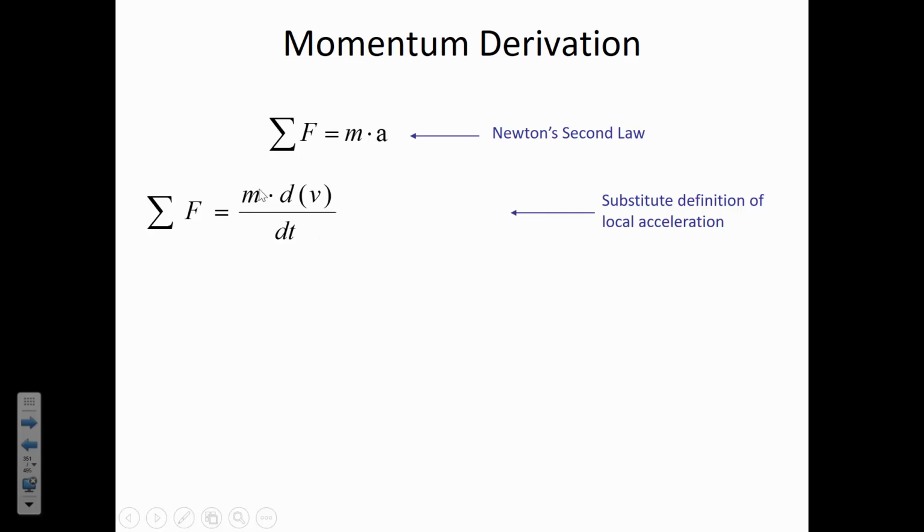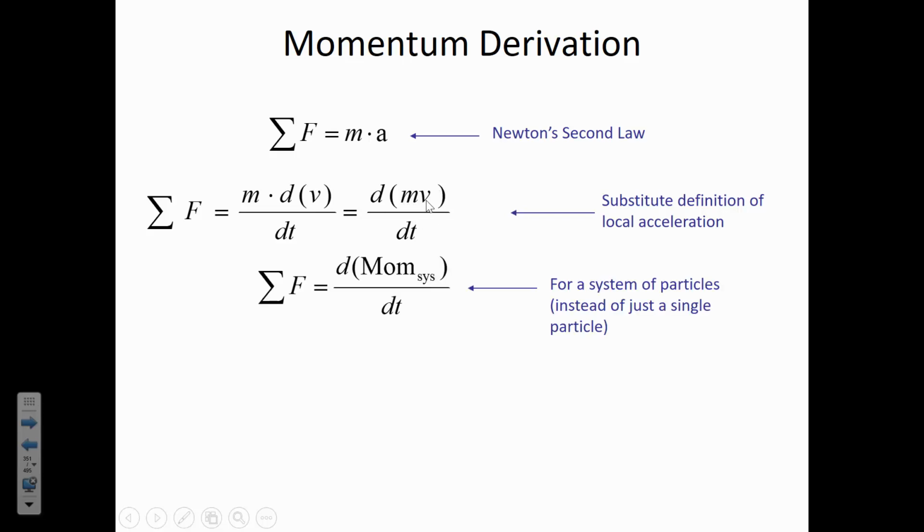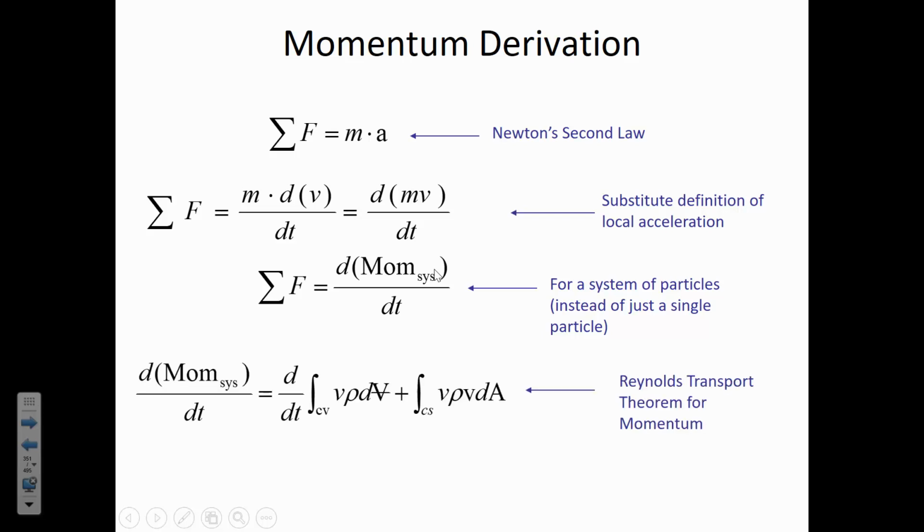Instead of a particle of mass, we're going to apply it to a stream of mass. We'll combine the mass and the velocity together and call that the momentum of the system. So mass times velocity is momentum. The system is a continuously connected number of particles, in our case a liquid or a gas, fluid particles that can change their location in time.